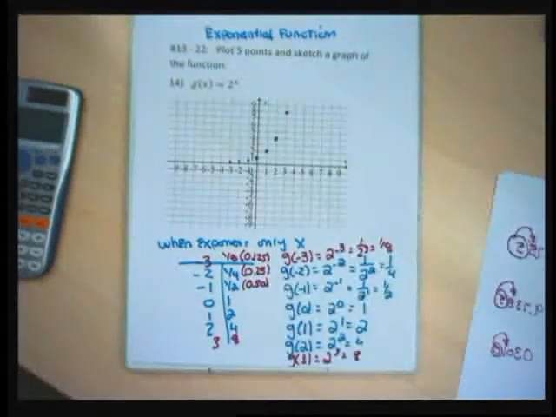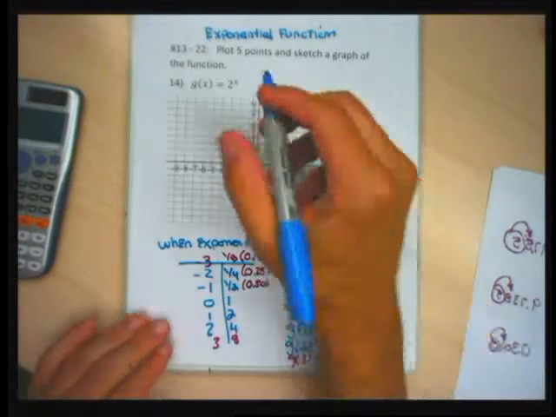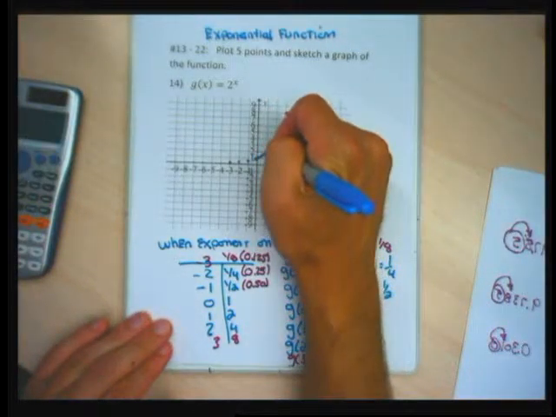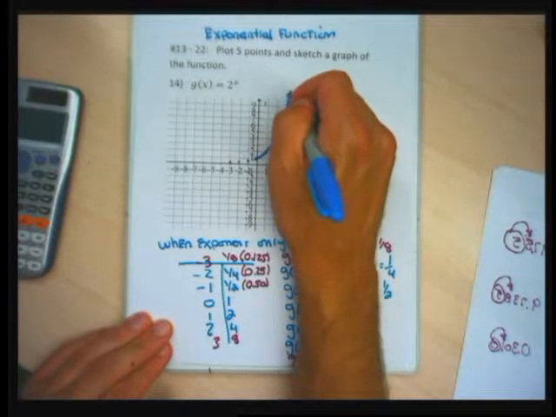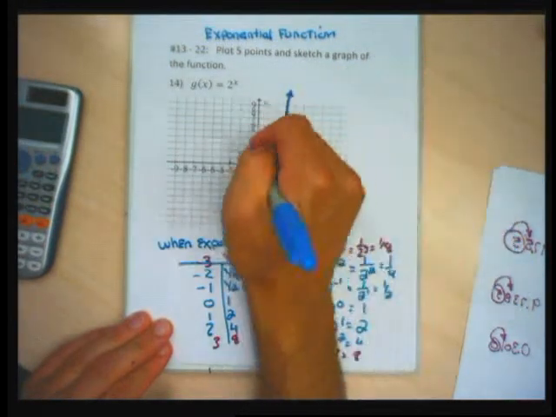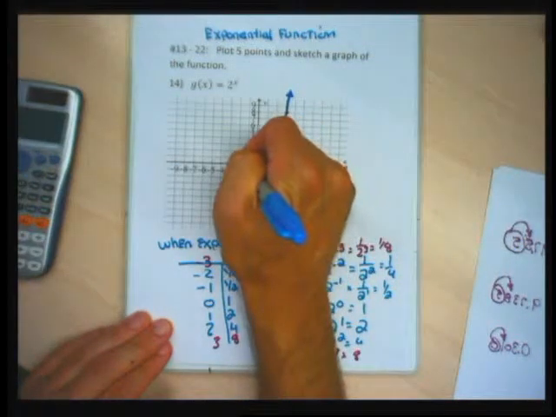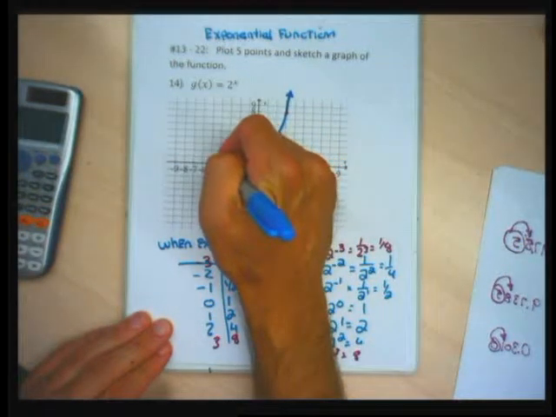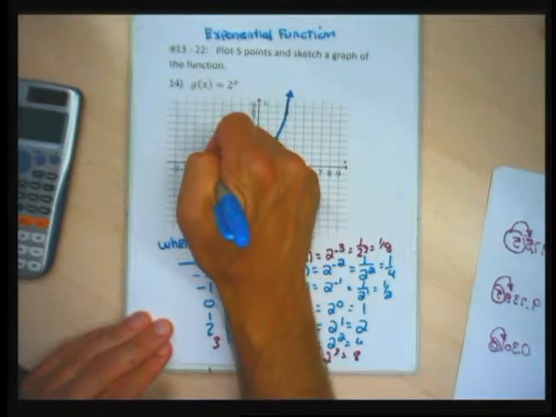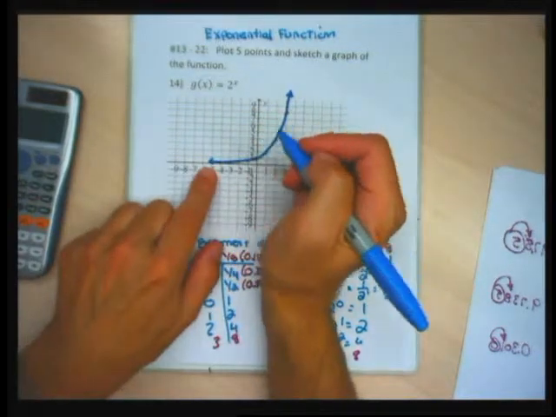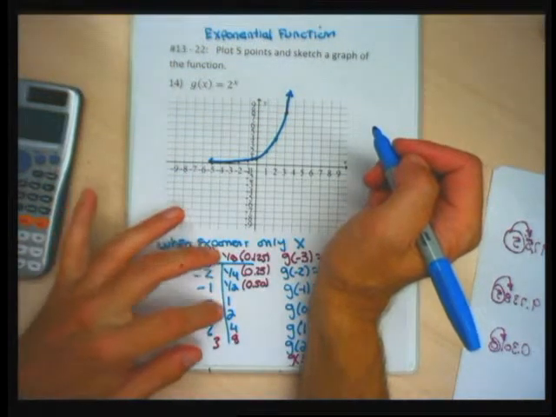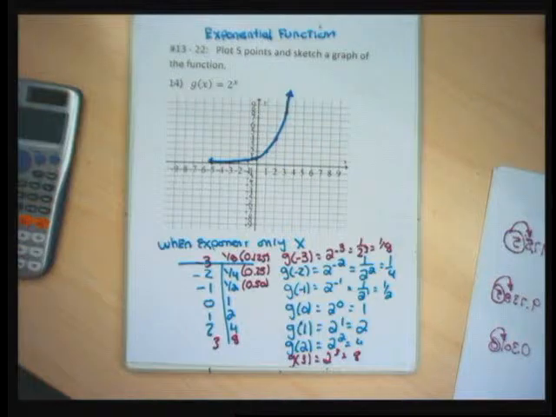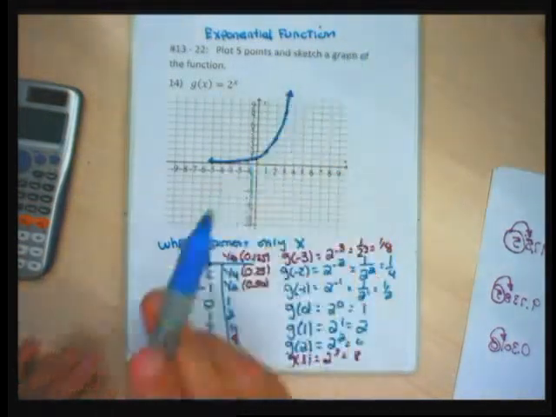So now I can really see a good graph that I'm going to connect. Exponential graphs generally don't go beneath the x-axis. So this graph off to the right is going to get really high really quickly, but off to the left, each successive point is going to get closer and closer to the x-axis, but the graph is never actually going to touch it. It's always going to be microscopically above the x-axis because the y's are always going to be positive. So I actually plotted 7 points and sketched a graph.